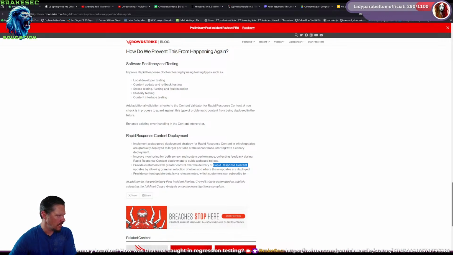Allowing updates by granular selection of when and where these patches are deployed, provide content update details via release notes. Okay, so, document what you've done in the release notes, which customers can subscribe to. Yeah, they're going to start documenting in release notes what exactly is being done here. That can be a two-edged sword, though, right? If you can sign up, it says customers can subscribe to.